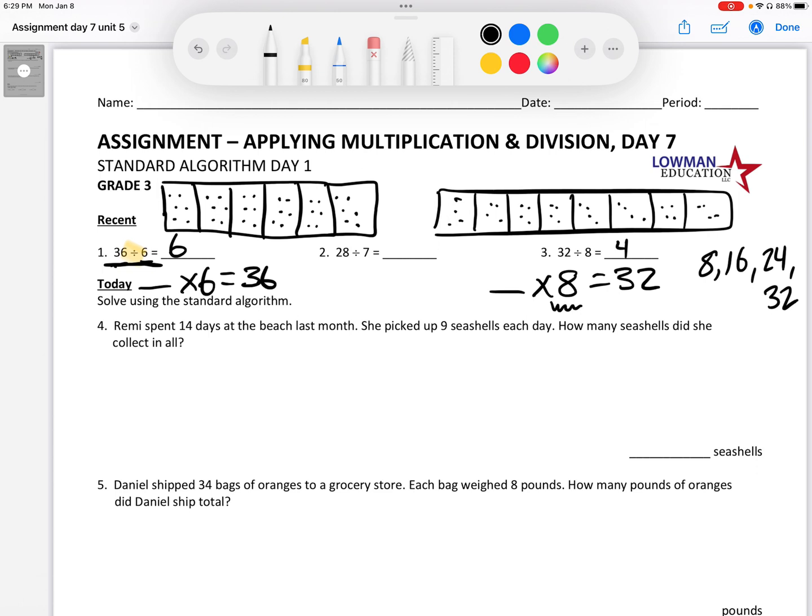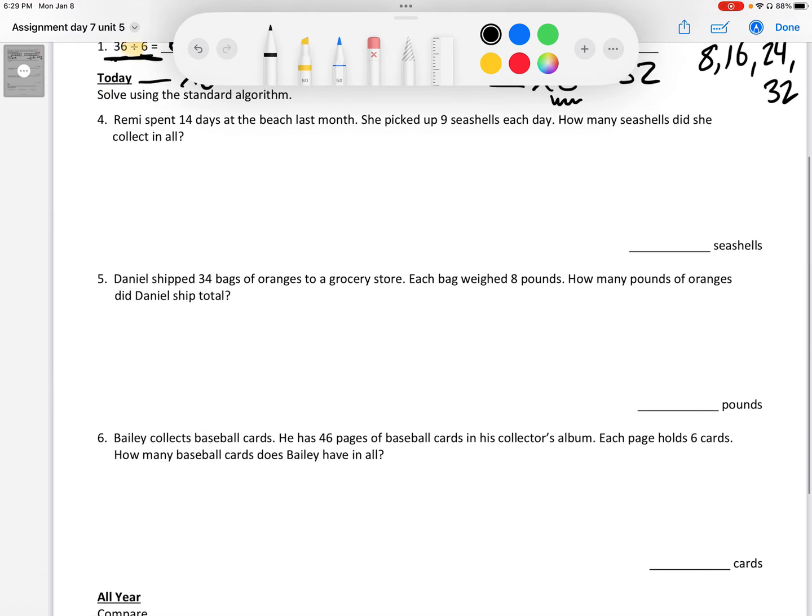Okay, let's move down to problems 4, 5, and 6, because 1 through 3 was really a review of something we've learned, but division is so tricky, and so it's always good to review that. But 4, 5, and 6 is what we're really here for.